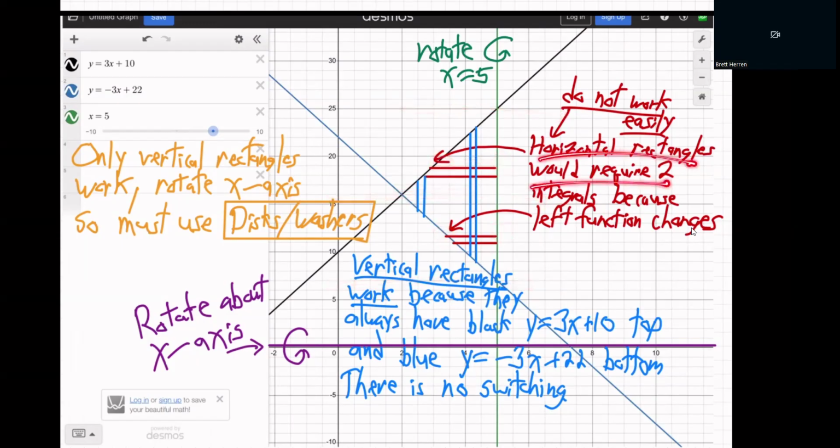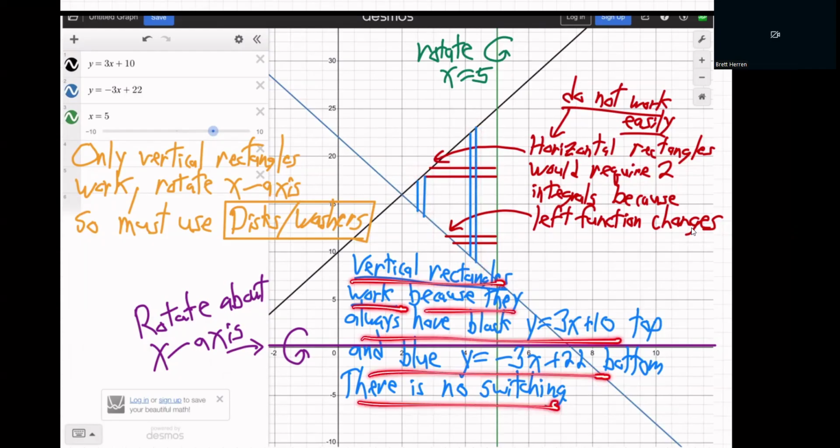So horizontal rectangles are not going to work easily, because they have a different function on the left, the blue or the black, depending on where you're at. Whereas the vertical rectangles always have the black function on the top and the blue function on the bottom, no matter where you're at throughout the whole region. So vertical rectangles are going to work better because there's no switching. So that's what it's saying.